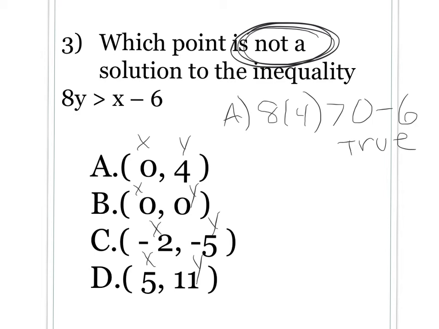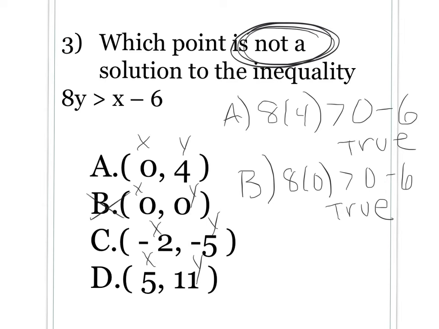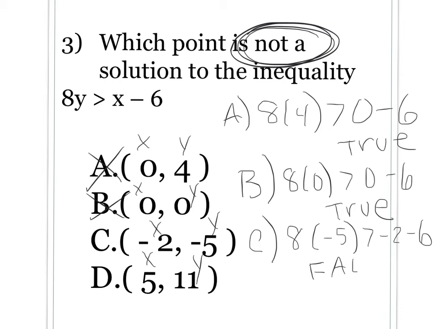But we don't want it to say true, we want it to say false. So we're going to do it again. So we're going to do 8 times 0 must be greater than 0 minus 6. Well, on your calculator, it should say true. We don't want B, we don't want A. Let's try C. So now we're going to do 8 times negative 5 should be greater than negative 2 minus 6. Your calculator should say false. That's the one that is not a solution, so you're going to pick C.